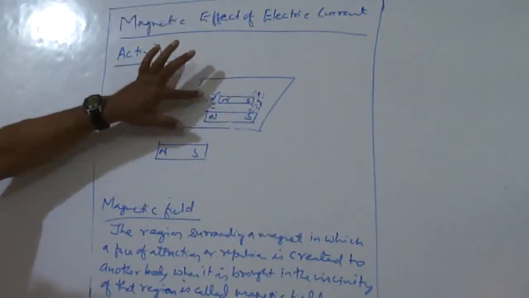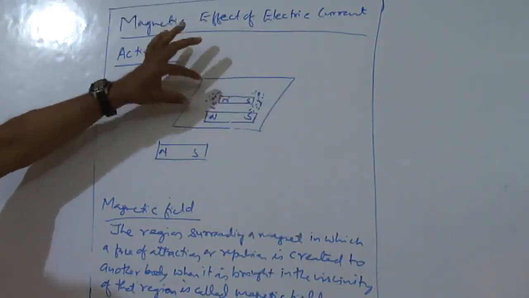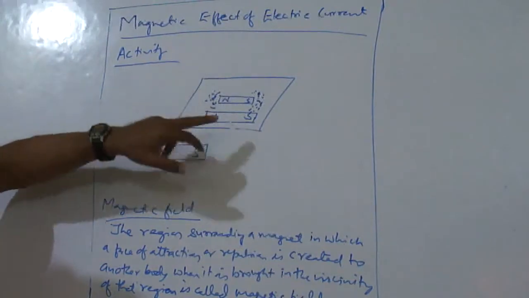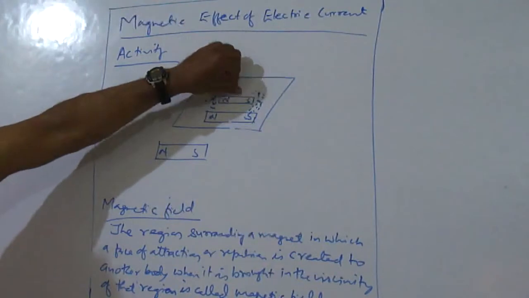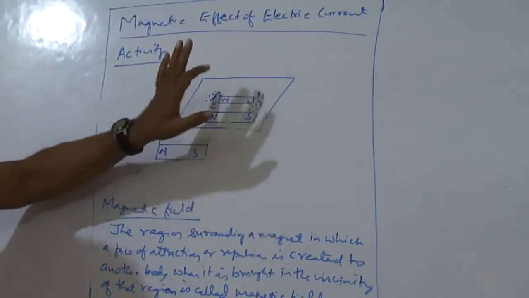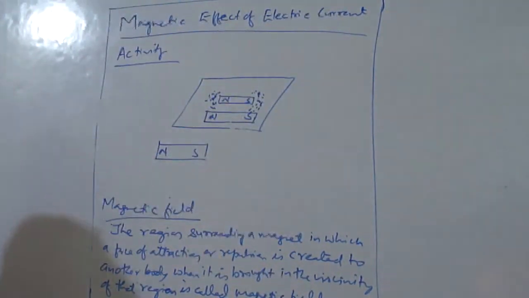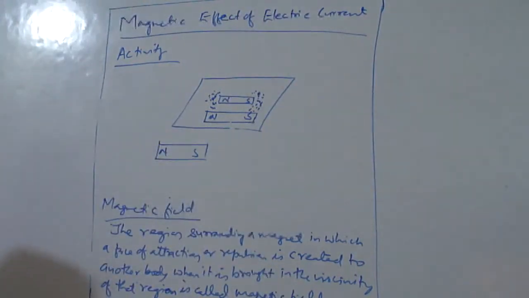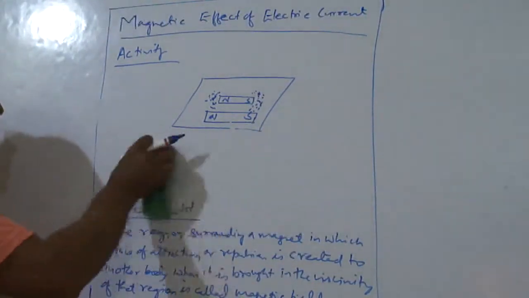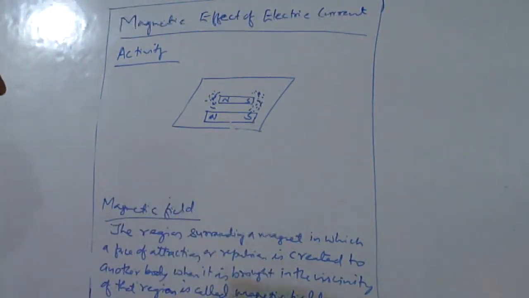So near the poles, there will be more density of these lines, or you can say these particles, in comparison to in between the poles. In between the poles, hardly one or two scattered particles will be there. So all the iron particles will get arranged near the poles. By this activity we can find out that the magnet is creating some type of field.